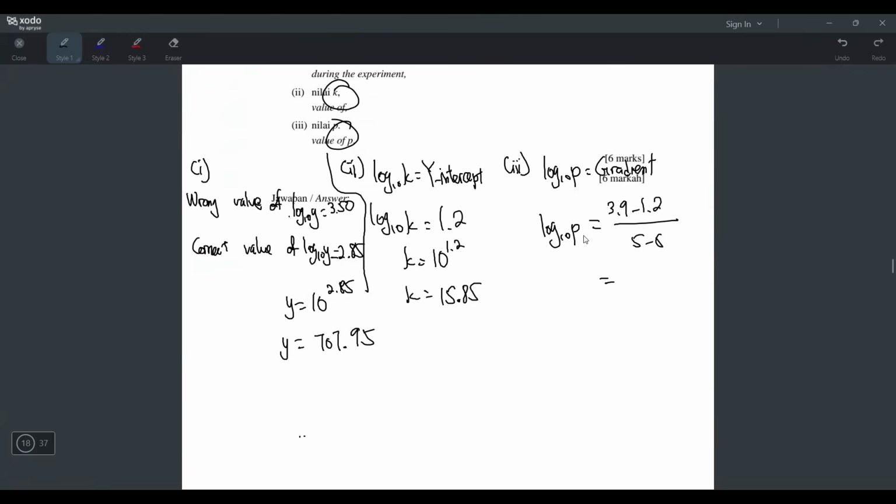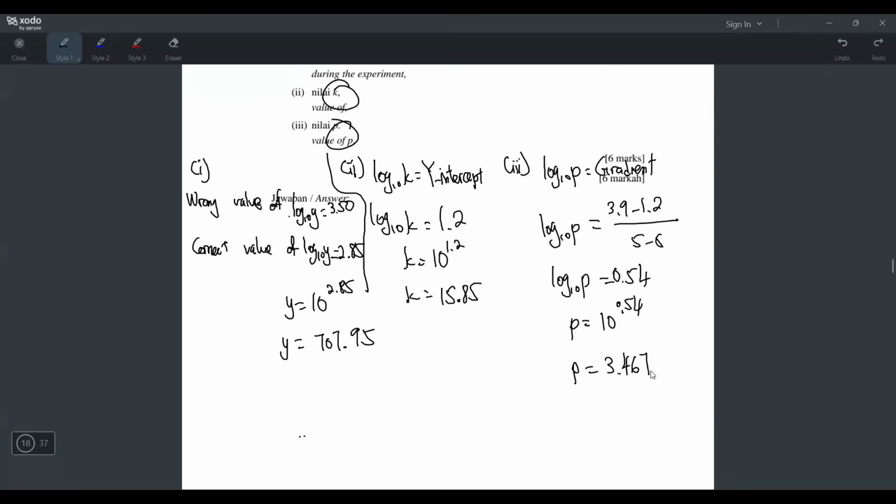Now we just press the calculator. 3.9 minus 1.2 and then answer divide 5. So it's 0.54. But this is the log p. I want the p. So perform anti-log again. So it becomes 10 power 0.54. Or you can also press shift log answer. It's the same thing. Okay, my calculator gives me 3.467. So that's the answer, written in four significant figures.